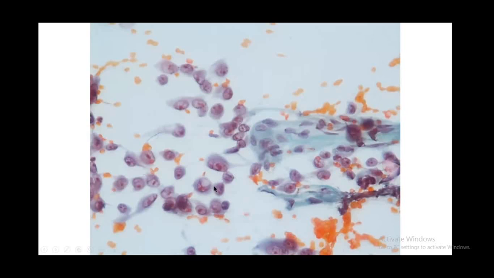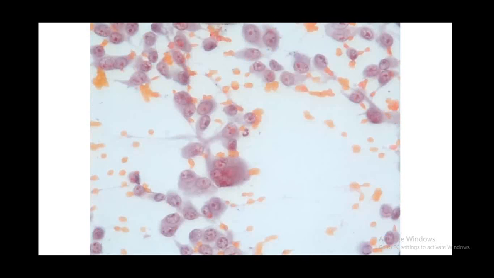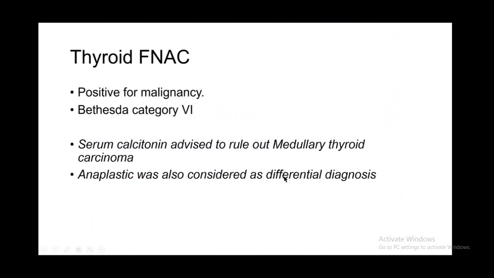Occasional tumor cells showed intracytoplasmic vacuoles. Some of the cells were more spindle, but unequivocally, these tumor cells looked malignant. Again, the Pap smear shows multinucleation. Some tumor giant cells were noted. So this thyroid FNAC was called positive for malignancy, Bethesda category 6.